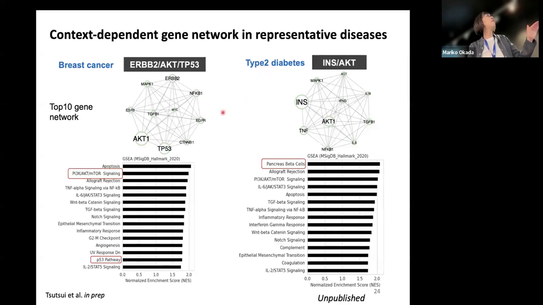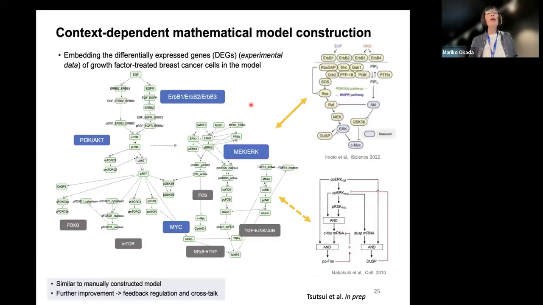This is a very simple model, but we see that AKT and TP53, which are very common for breast cancer, are highly enriched, and also ErbB2 is here. And for insulin, we could get insulin and AKT also, which is supposed to be important for insulin diseases. We can specify more by changing the query and so on, so this will be possible.